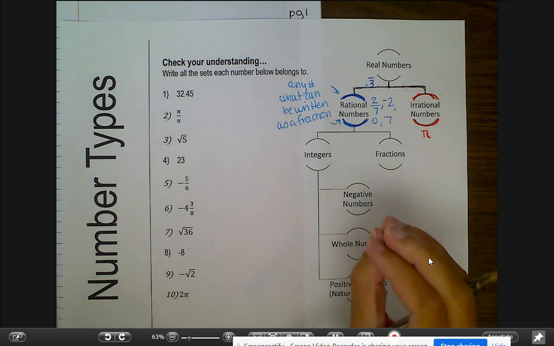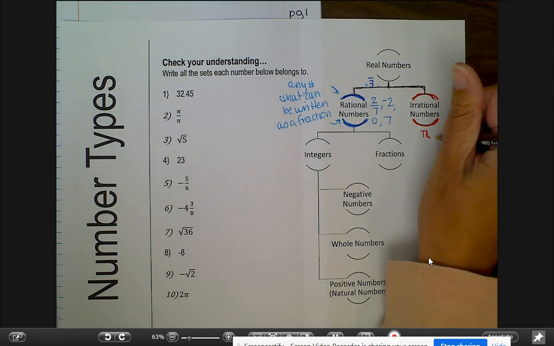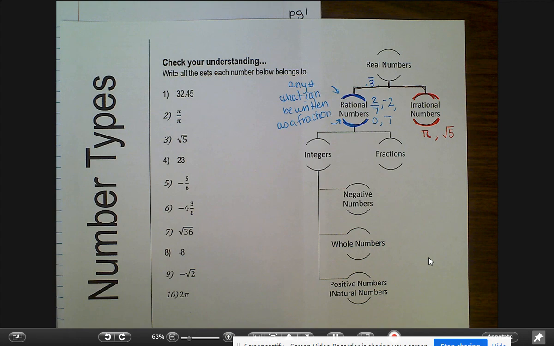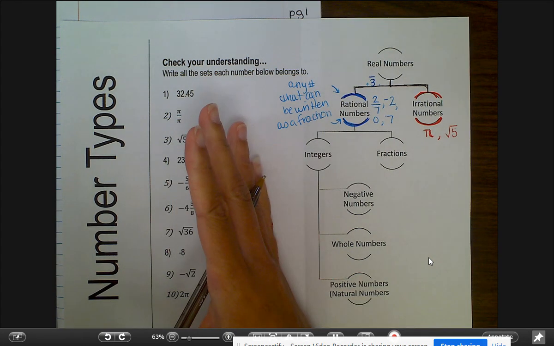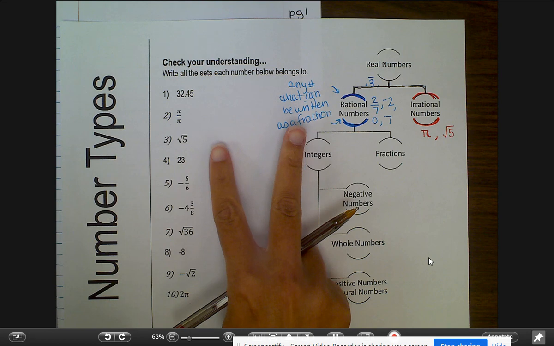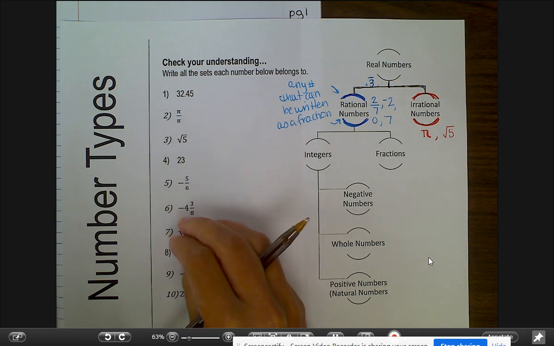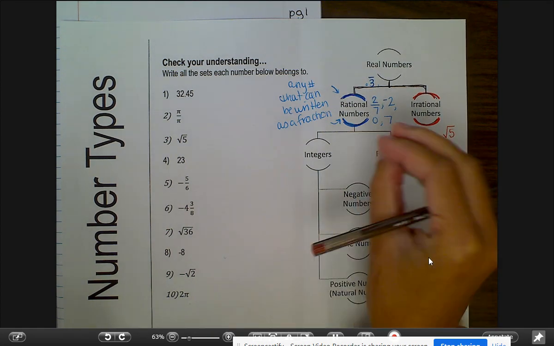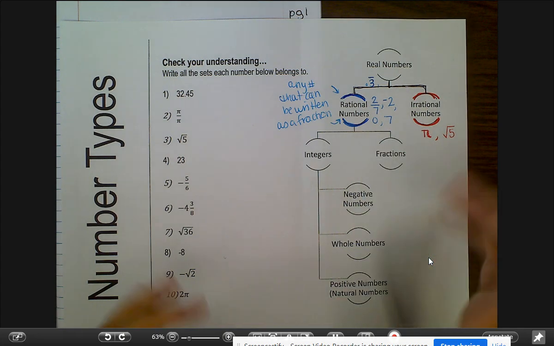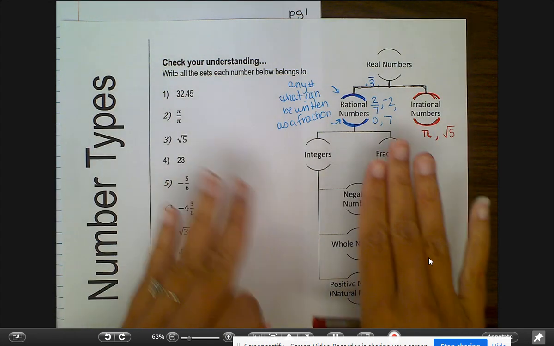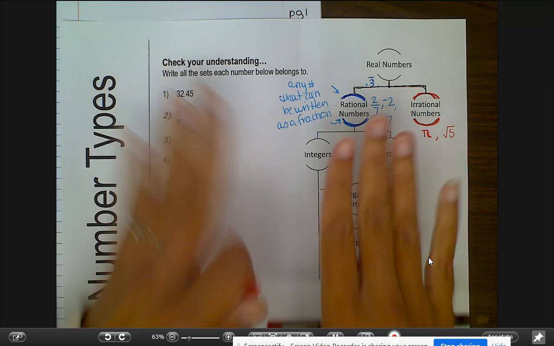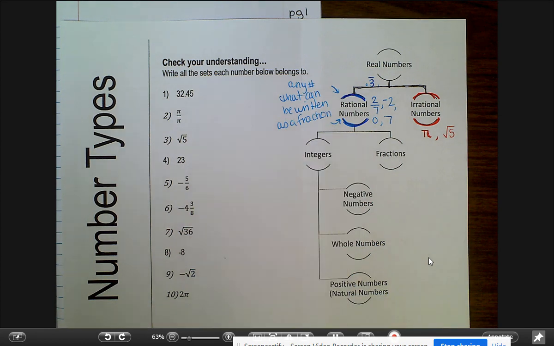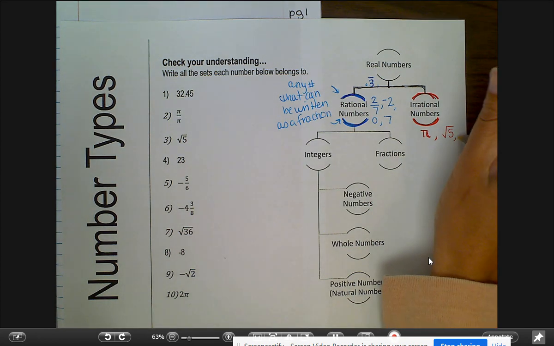So another really good example of an irrational number is something like the square root of 5. And I say that because I know the square root of 4 is 2. But then if I think of square root of 5, I don't know it. Square root of 6, I don't know it. Square root of 7, don't know it. Square root of 8, don't know it. But square root of 9, I know it, and it's 3. So in between the square root of 4 and the square root of 9 are all these other square root numbers that I just don't know, like the square root of 5 or the square root of 7, which is another really good irrational number.